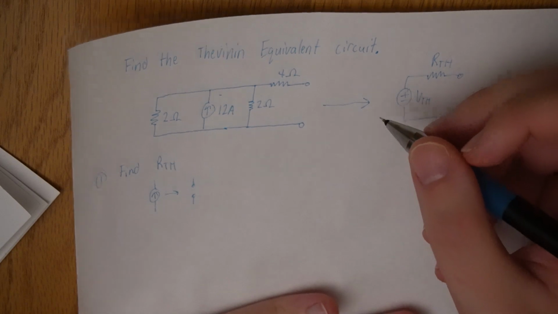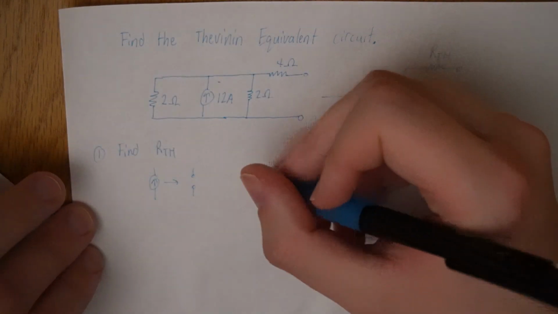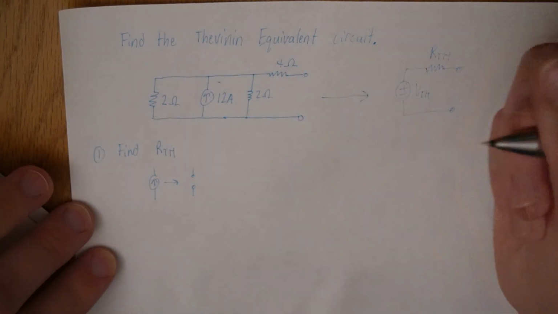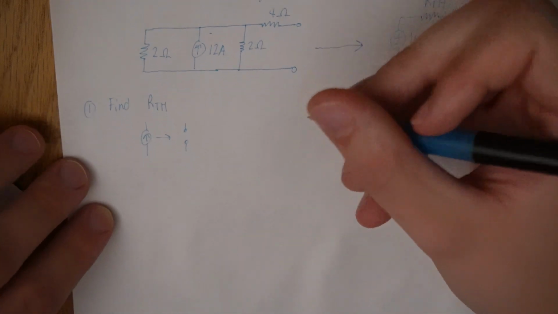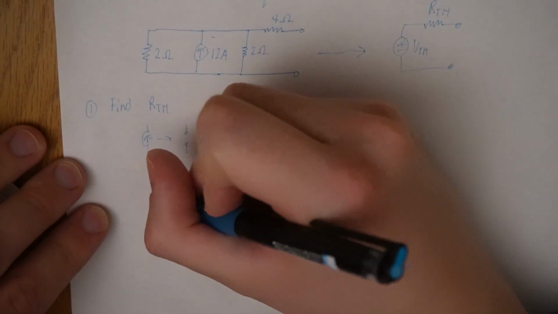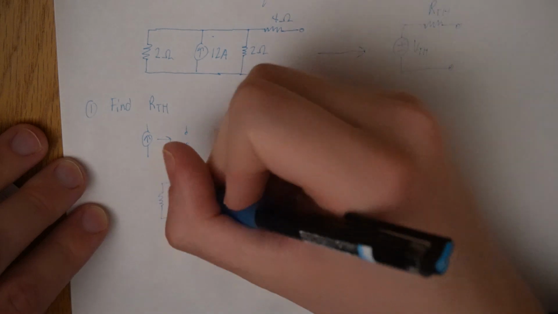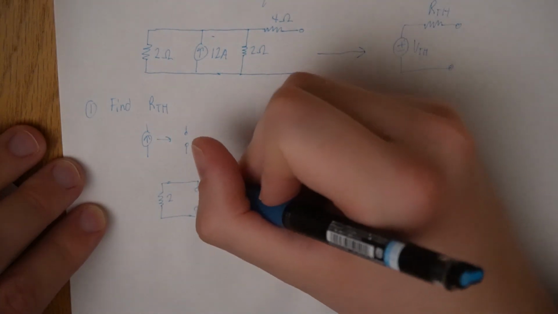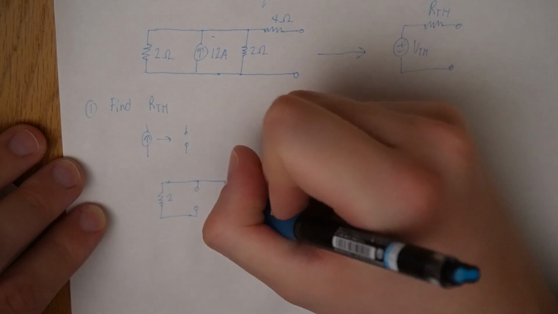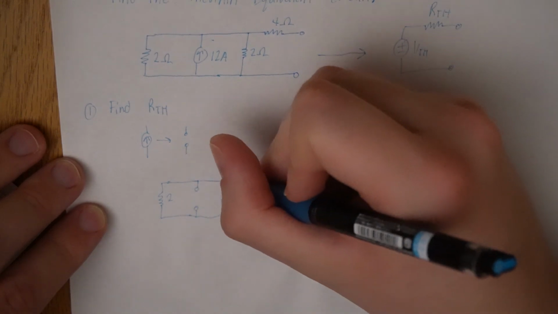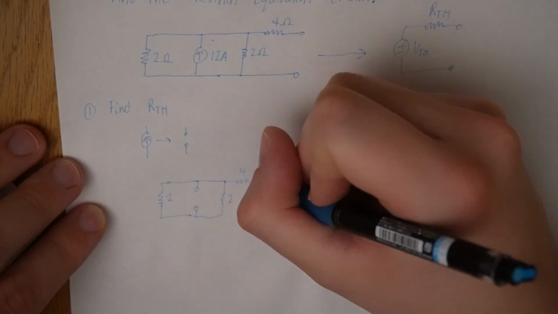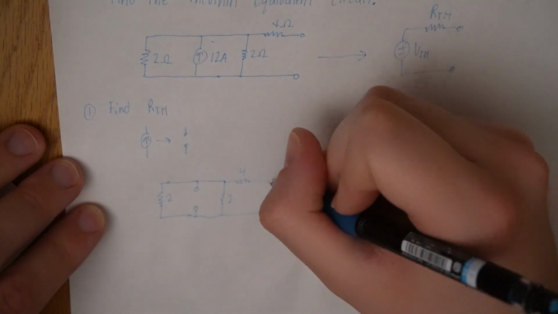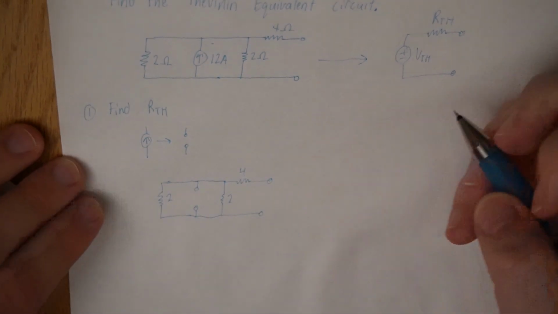So I'm going to redraw my circuit now. All the resistors will still remain. So I'll still have my 2 ohm. I'll drop the ohms just to make things easier to read. We have the open circuit. We still have the 2 ohms here. We still have the 4 ohm resistor there. And now we come to the 2 terminals.